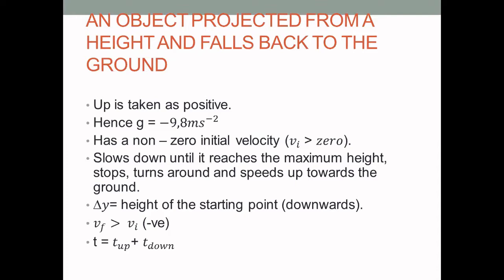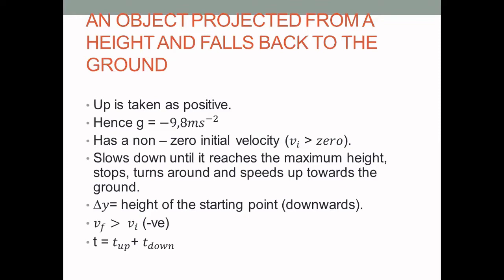So up is taken as positive, which means g is negative 9.8 meters per second squared. The object has a non-zero initial velocity, which is greater than 0 since up is taken as positive. As the object falls, its velocity increases because it is falling in the direction of gravity. As the object goes up, its velocity decreases because it is moving against gravity. At the maximum height, the object stops. Then it turns around and falls.